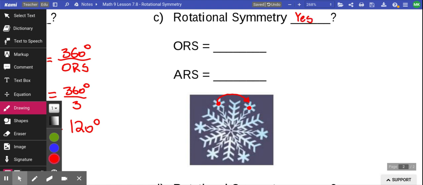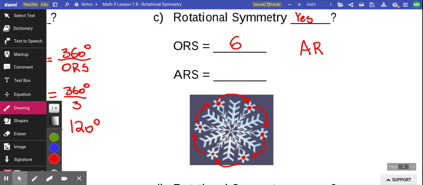The ORS, how many identical images are there? Well, there's one there. There's the first red dot, then the second red dot. I could then move that over here to be the third spot. I could move it over here to a fourth spot. I could move it over here to a fifth spot. I could move it over here to a sixth spot. And I could move it back to the original spot, but I already counted that. So that means I have 1, 2, 3, 4, 5, 6 different dots, 6 different spots that I could rotate to.